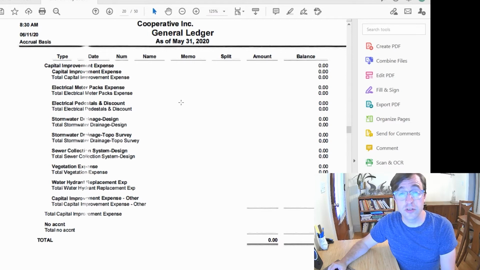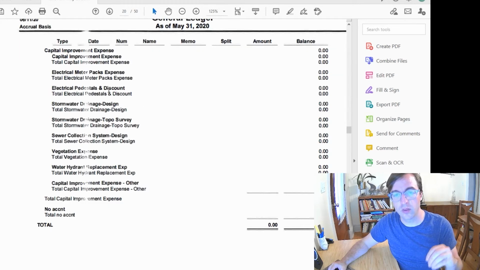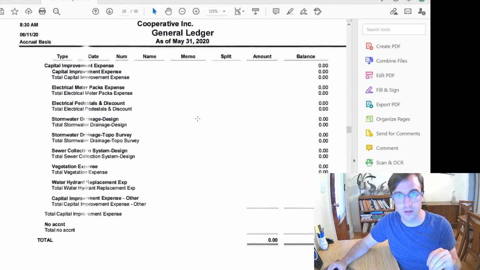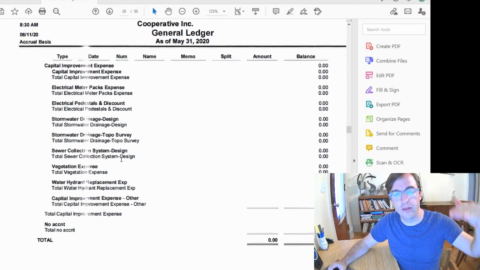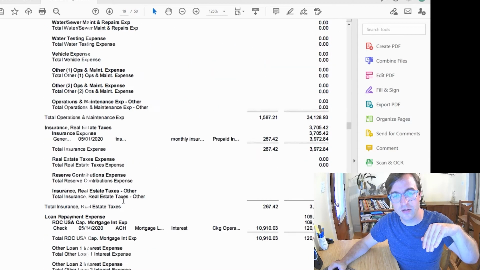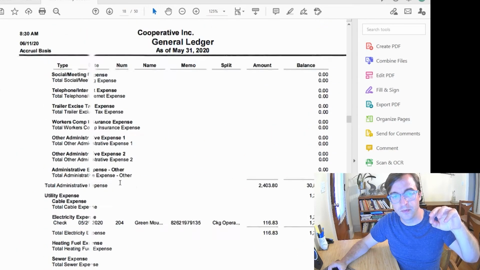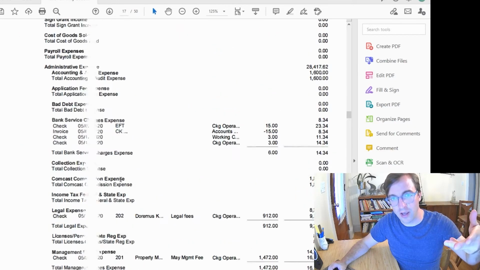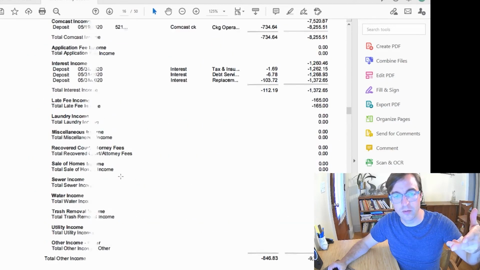All right, the general ledger is a really long report. So what I usually do to find information that relates to what's on the profit and loss report is go to the last page of the general ledger, like here, and you'll see all the expense categories down to every single item that's an expense to the co-op will be listed on this report. And so you go through the expenses and you'll scroll up, and after the expenses you'll see the income categories just like they're presented on the profit and loss.